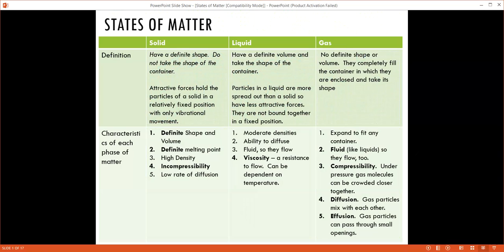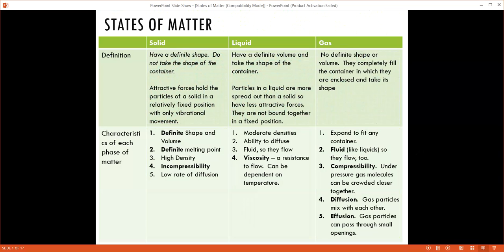Okay. Liquids have moderate densities, so they're less dense than a solid, more dense than a gas. They can diffuse, which means they can spread out. They are fluid, which means that they flow. Hopefully you should all know that liquids flow.